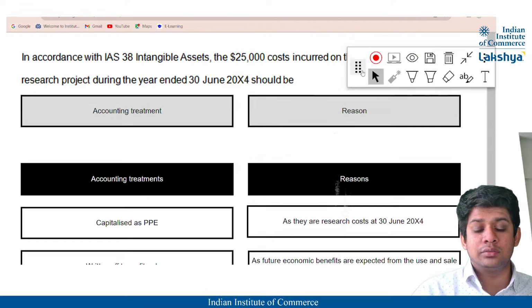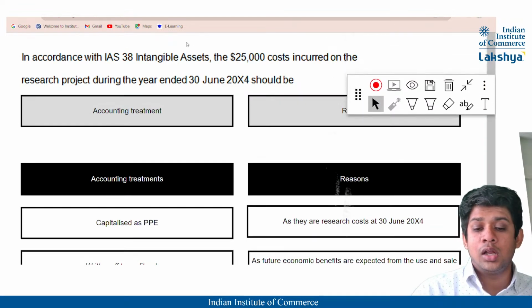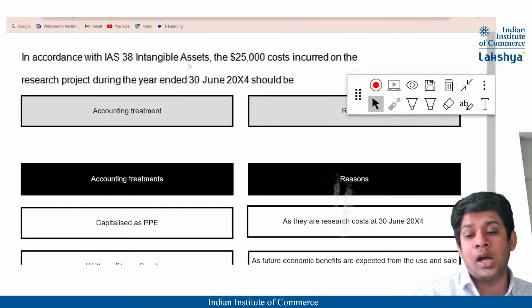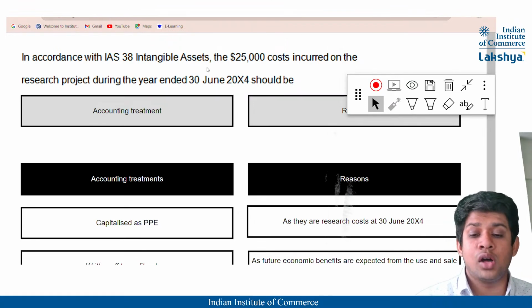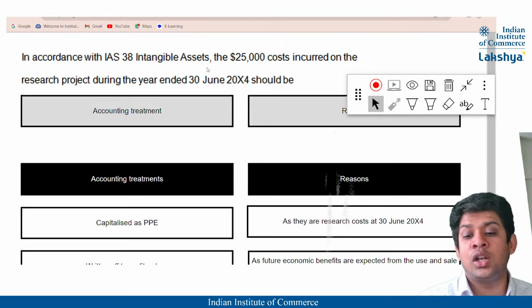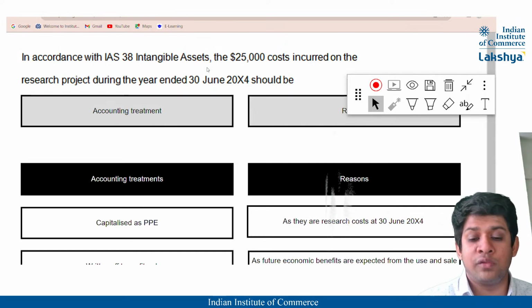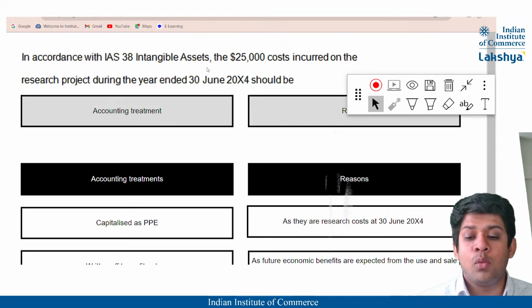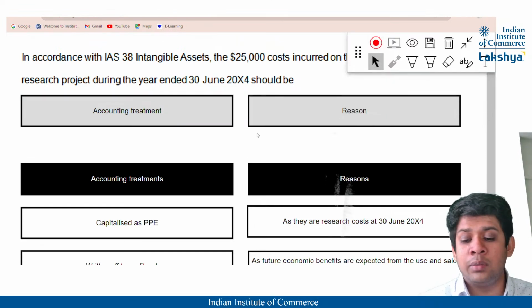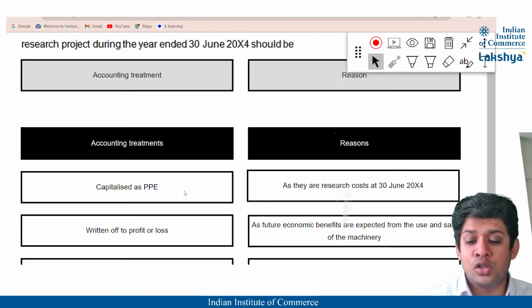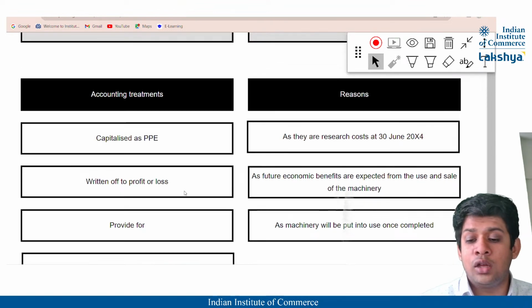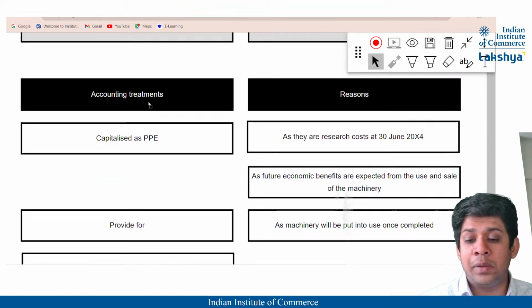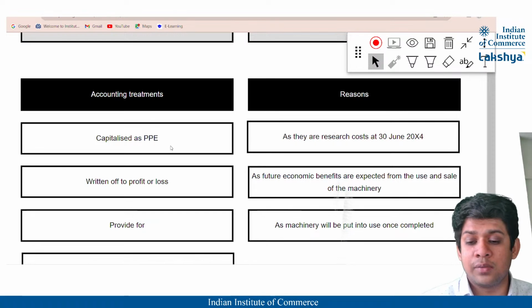In accordance with IAS 38 intangible assets, the $25,000 cost incurred on the research project during the year ended 30th June 2014 should be what? Okay. Firstly, what will be its accounting treatment they are asking? So you could be asked questions like these. Okay. You have to pick the one that you find correct. You pick it and then you post it in that box.